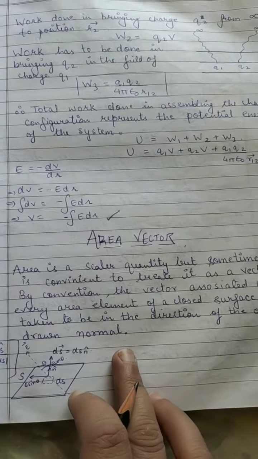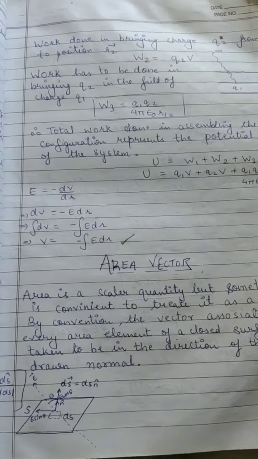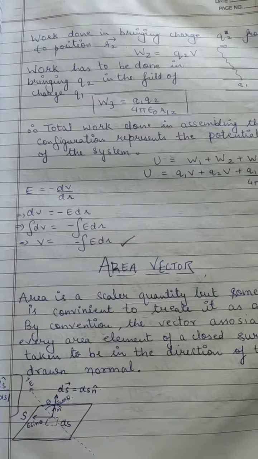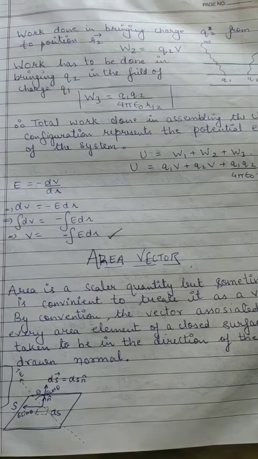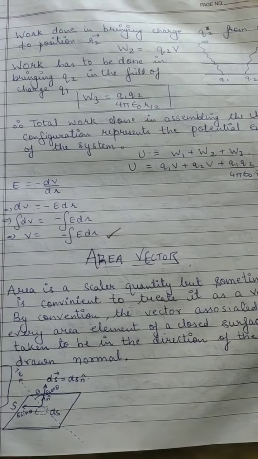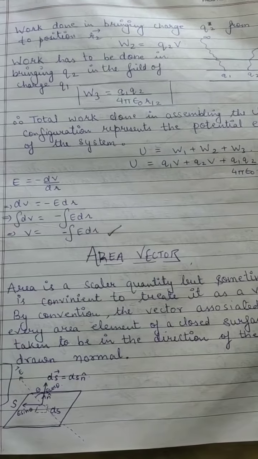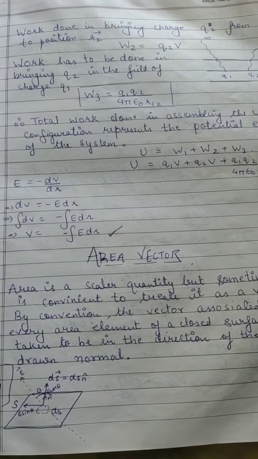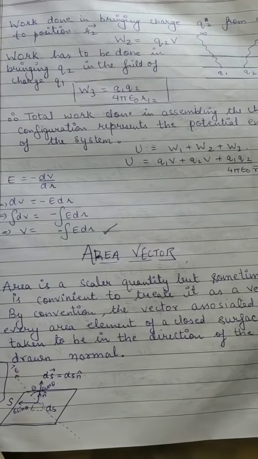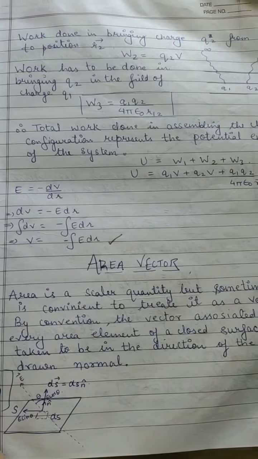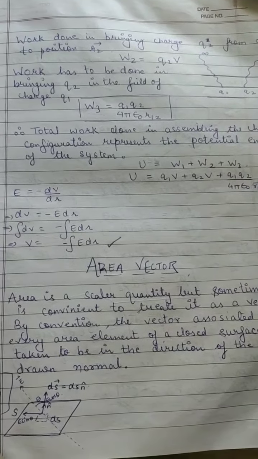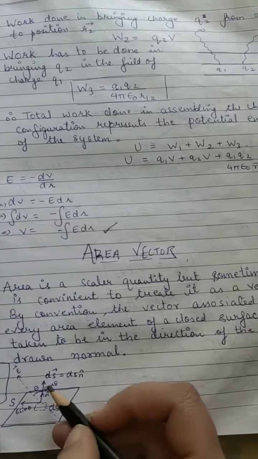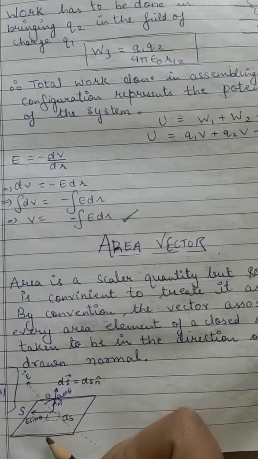The next topic is area vector. Area we already discussed in 11th class. Area is a scalar quantity, but sometimes for convenience we take it as a vector quantity. Vector quantity means sometimes we have to provide the direction, so we will consider area as a vector quantity. Here you can see that we are making a diagram for ds.